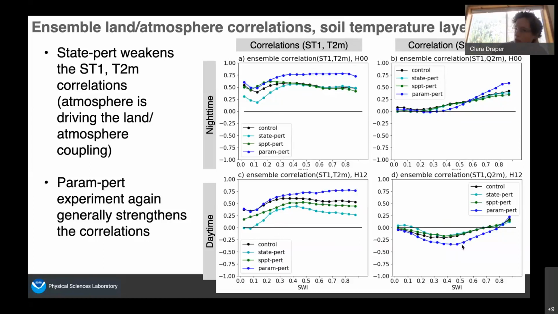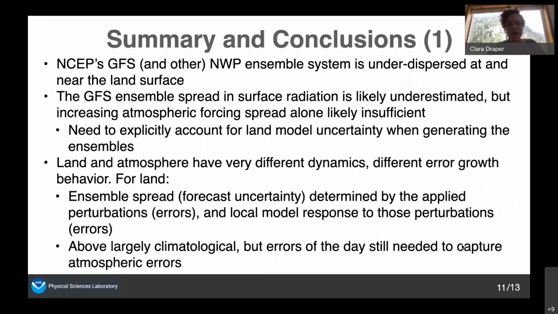So I think this is an interesting point here, that if you've got a coupled DA system and you perturb one of the components of that ensemble, you are going to enhance the correlations in your ensemble where that component is driving the coupling, but you're going to reduce it where the other component is driving the coupling. Whereas if we can find a way to directly perturb the fluxes between them, you're going to enhance the pre-existing correlations. Okay, so moving on to the summary and conclusions.